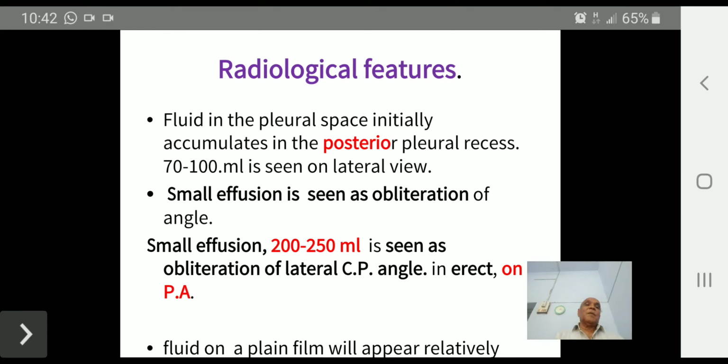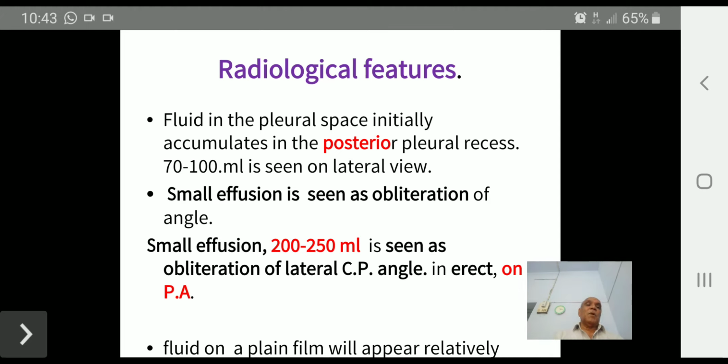If you take the chest lateral view and see obliteration of the posterior CP angle, then we will suspect the patient may have minimal effusion. With obliteration of the posterior CP angle, the amount of fluid is nearly 100 ml. If the amount of fluid is greater than 100 ml, then we will see obliteration of the lateral CP angle on the PA view.